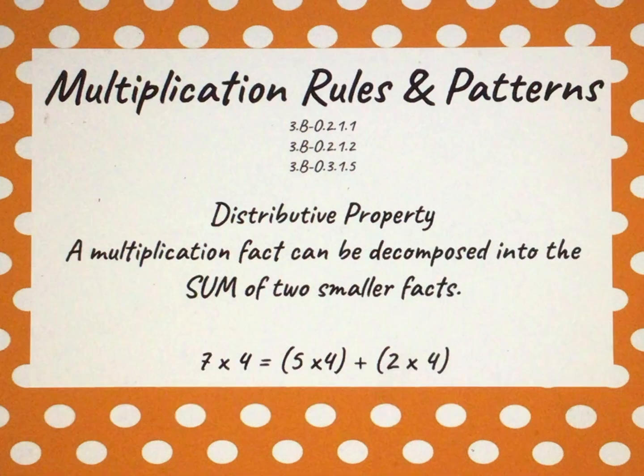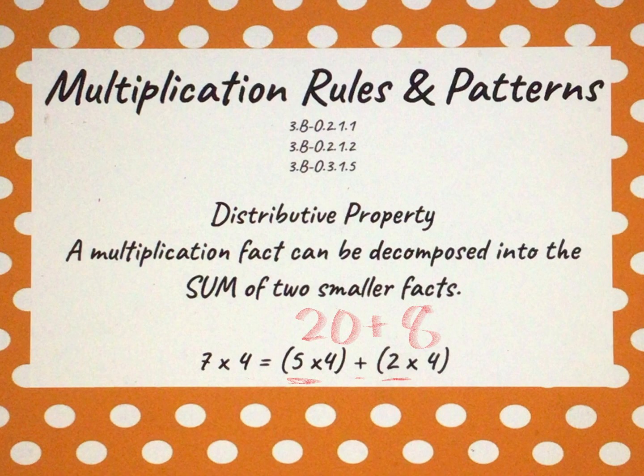Let's keep going. And then for the distributive property, a multiplication fact can be decomposed into the sum of two smaller facts. For example, 7 times 4. We're multiplying times 4 both times, but we're distributing and decomposing the number 7 into the 5 and the 2, because I know 5 plus 2 equals 7. And so I'm going to multiply the 5 times 4, and I'm also going to multiply the 2 times 4. So I would get 5 times 4, which is 20, and then I would add the 2 times 4, which is 8. And 20 plus 8 is 28.